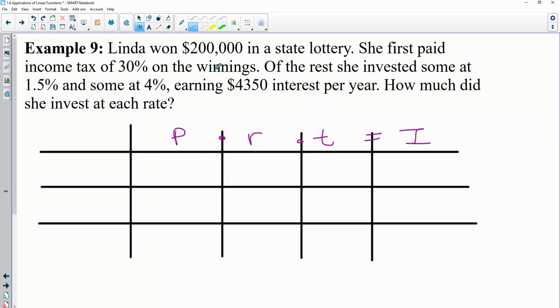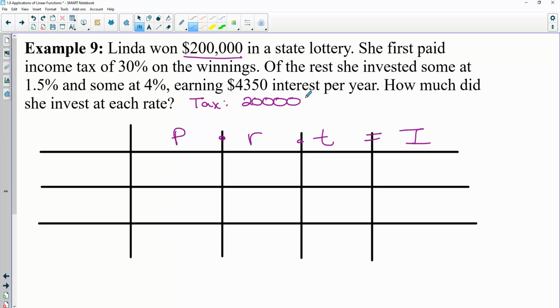Okay, she won $200,000. And then, did she immediately take that $200,000 and invest it? No. What happened before she invested it? 30% got taken away. Okay, so when you pay taxes, do you ever actually get that money in your hands? No, it's taken out before it comes to you. So we need to figure out how much money she actually had. How would we do that? Well, 30% of 100 is 30 times 2 is 60. So it'd be $60,000 taken out.